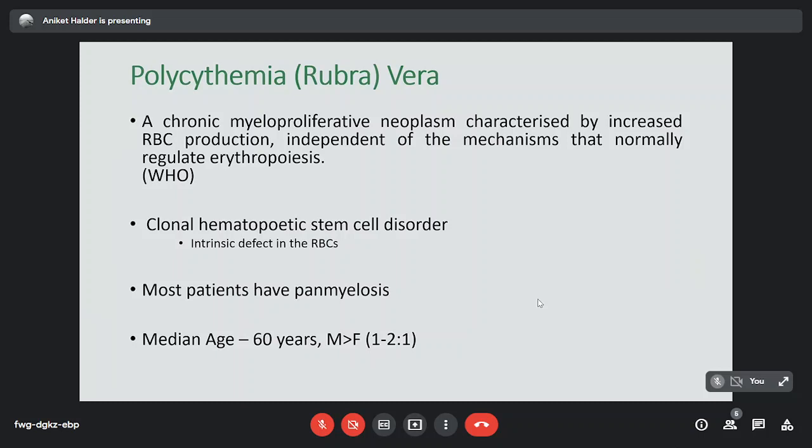The median age of onset of this disease is usually 60 years with a slight male preponderance, and most of the patients have panmyelosis, that is, they have trilineage hyperplasia of the bone marrow with increase in red cell as well as increase in WBC precursors as well as in platelets and megakaryocytes.